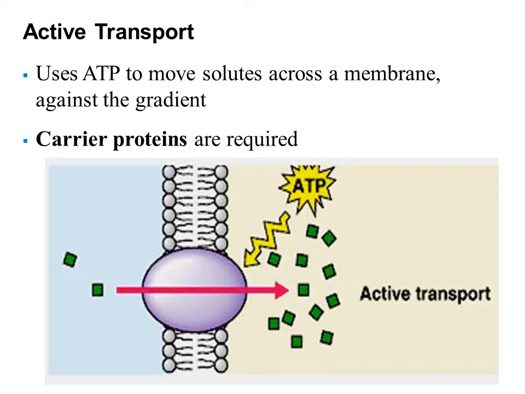To do this, we're going to need a carrier protein. In this image, you see this carrier protein moving that green square up its concentration gradient. There are 10 sugar molecules inside the cell and 2 outside. I'm going to take this sugar and push it up its concentration gradient. In order to do that, I'm going to need some energy.